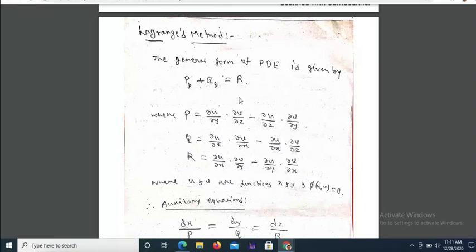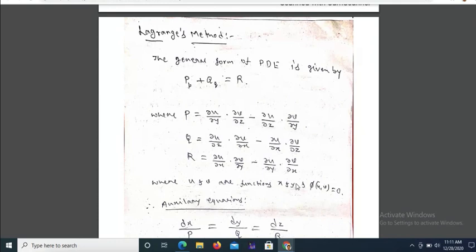See, you already know that P can be written as dou u by dou y, dou v by dou z, minus dou u by dou z into dou v by dou y. Q can be taken as dou u by dou z, dou v by dou x, minus dou u by dou x, dou v by dou z. R can be written as dou u by dou x, dou v by dou y, minus dou u by dou y, dou v by dou x, where u and v are functions of x and y.